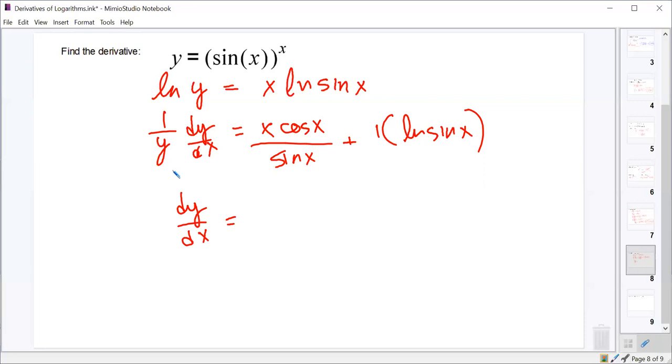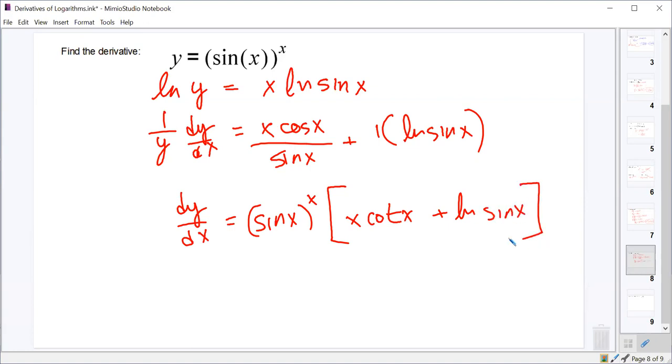And as we bring the y over to the right side, we can turn that y into a sine x to the x power. And we can simplify that to x cotangent x plus the natural log of sine x. Good or no?